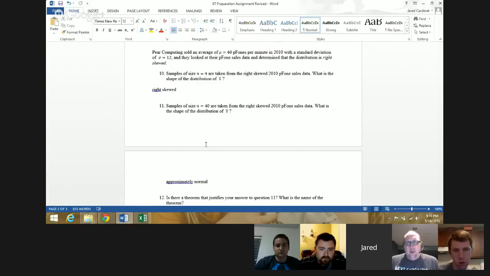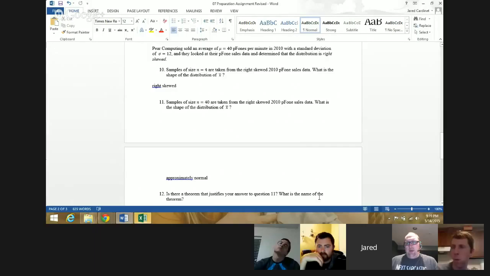Okay. Number 11. Samples of size n equals 40 are taken from the right skewed 2010 P-phone sales data. What is the shape of the distribution of x-bar? That's going to be normal, or approximately normal. Yeah. Because it's right skewed, but the sample size is large, so that moves back to approximately normal. Yep.